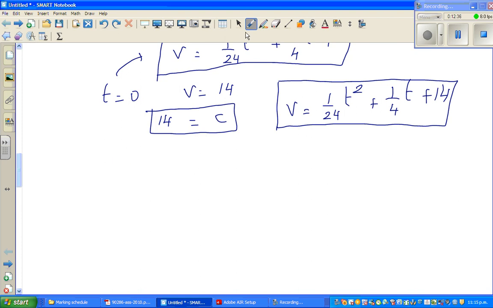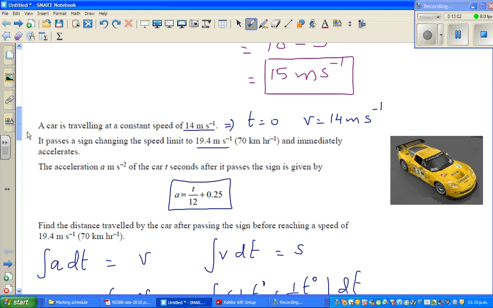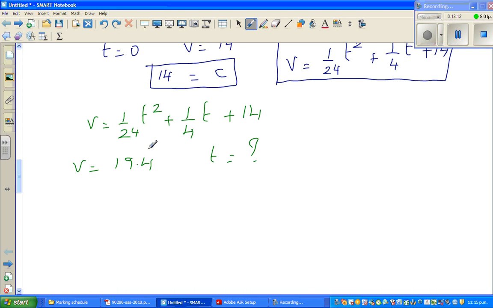So let me write velocity, change color. So velocity we know is 1 over 24 t squared plus 1 quarter t plus 14. So we know velocity is 19.4. We want to find what time. That's what we want to find, because that will help us to find the distance function. So at what time, or after how many seconds, basically we are asking, the car reached the speed of 19.4. So let us put this back into this equation.